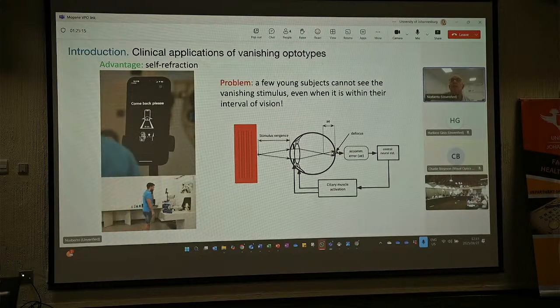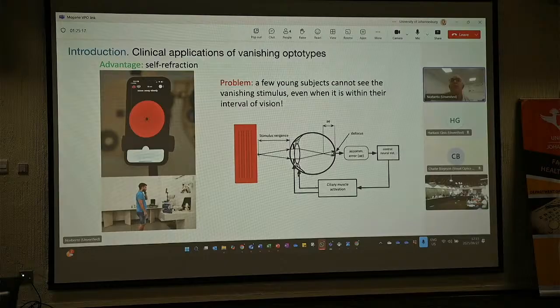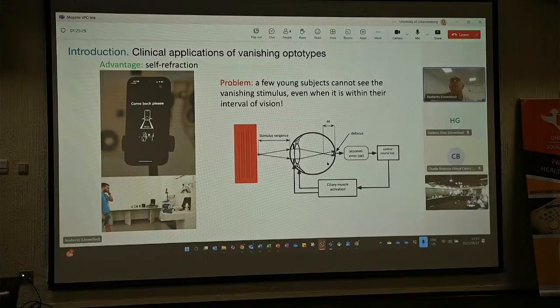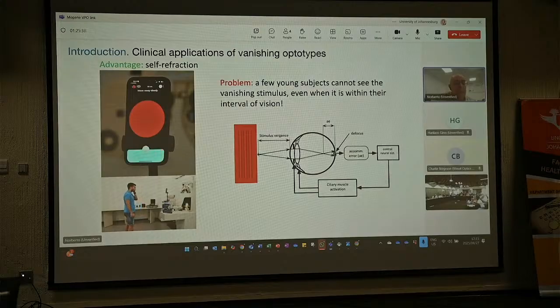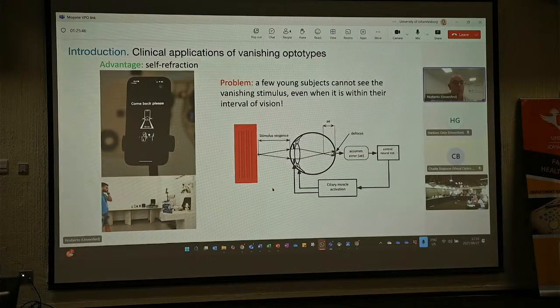Normally, when there's something out of focus, that will activate the ciliary muscle in order to put it in focus, to minimize the accommodation error. Normally it's a negative feedback system, the accommodative system. But what happens when the stimulus is out of focus, then it cannot be seen. So there is no input to do the feedback. So then the accommodation will not start to work, and maybe this is what is happening.